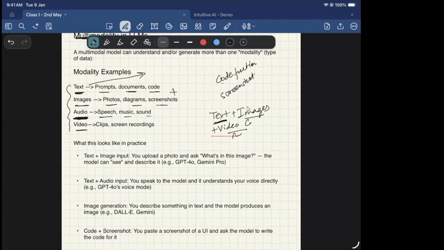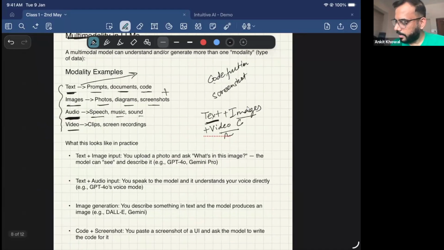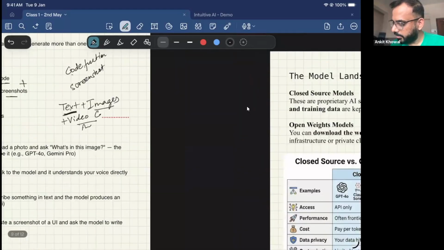Yeah, actually, how does the GPT or the LLM know that it doesn't know audio, that it only knows text? Where is that category mentioned? Okay, so I'll just go to the next slide to quickly show you.